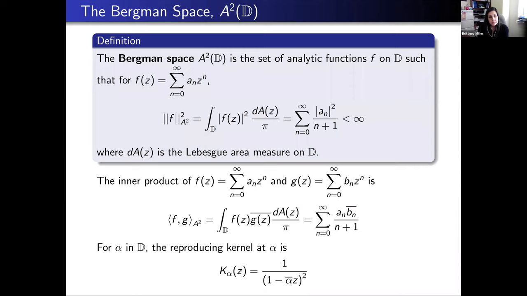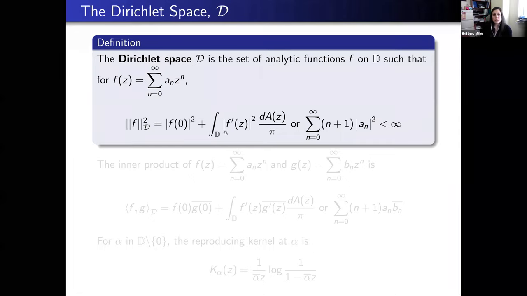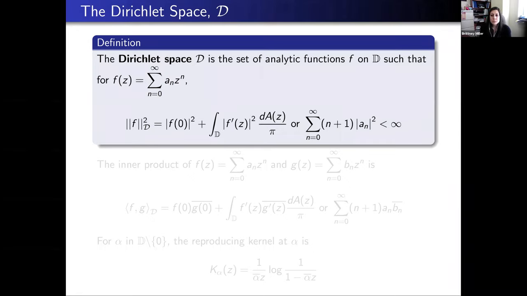And then one more specific space that I'll point out is the Dirichlet space. And I've chosen this norm. There are several norms we could use for the Dirichlet space, but here we notice that what will qualify a function to be in the Dirichlet space is that this integral of the modulus of f prime squared, this area integral, is finite. But we add this additional term to the norm squared, just so that the norm of zero is zero and the norm of one is one. So we can normalize if we want.